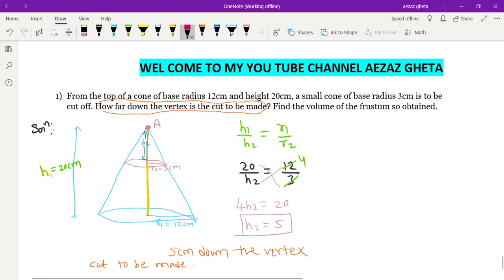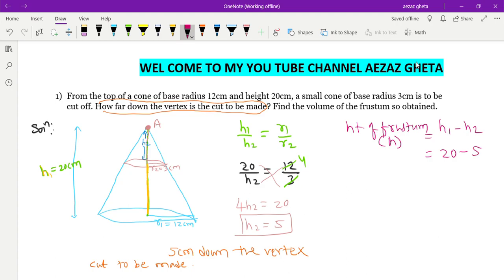Now, wait, what is the height of the frustum? The height of the frustum, that is h, is equal to the total height minus the small cone height. Total height is 20, the small cone height is 5 centimeter. So we'll get 15. Now we can find out the volume of the frustum.